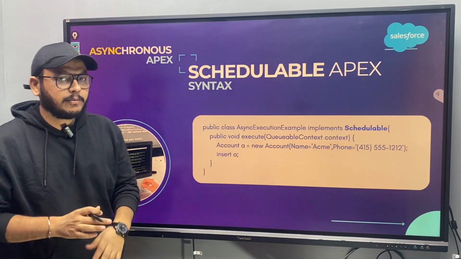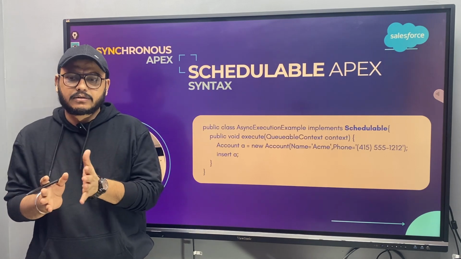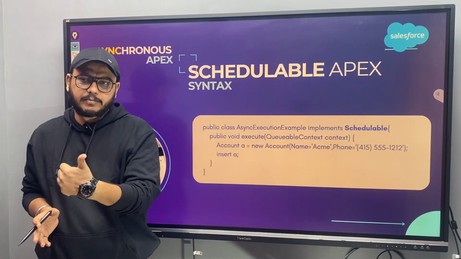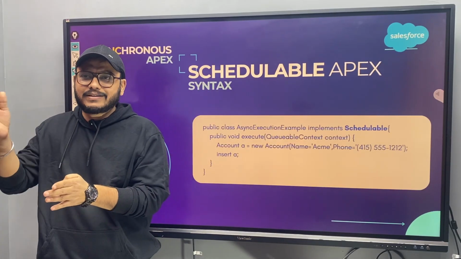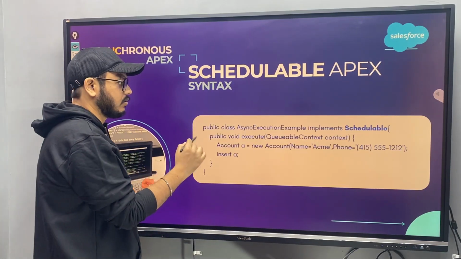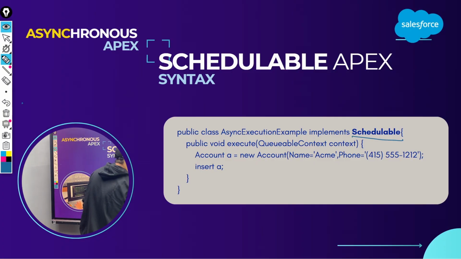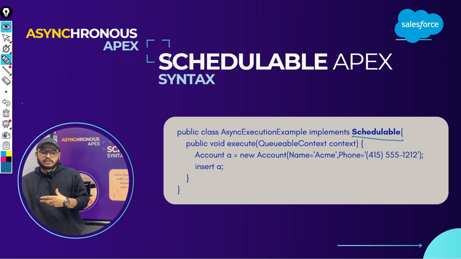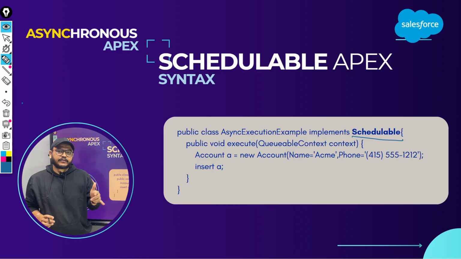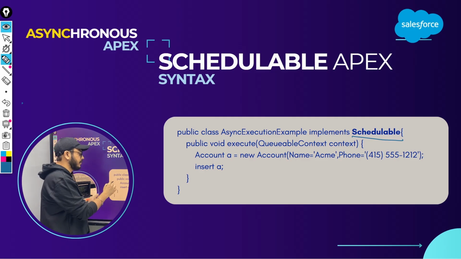Here is the syntax for Schedulable Apex. As I said, this is again very similar. The best way to understand this is that if you compare this syntax with the Queueable Apex syntax, it will be easy to understand. The only difference is outside; this class structure remains pretty much the same. It uses a slightly different interface, which is the schedulable interface, right? The Queueable interface was different, that allowed you to enqueue a job into the job queue. The schedulable interface is different, so it implements the schedulable interface, which gives it the ability to be scheduled. The rest everything remains pretty much the same.